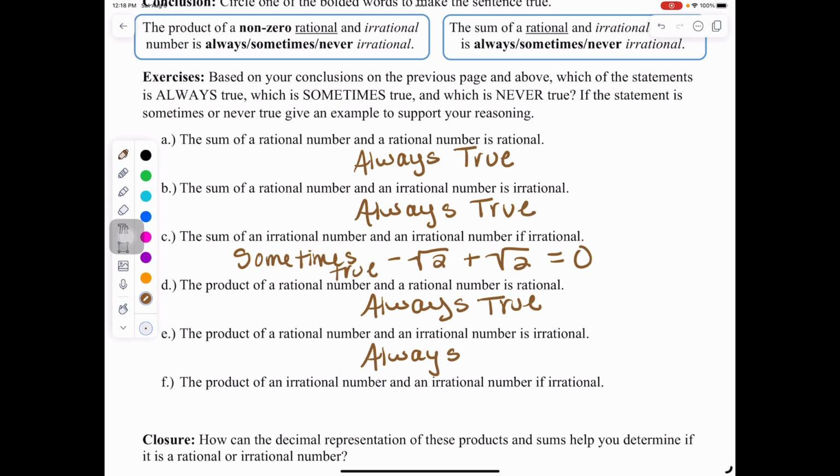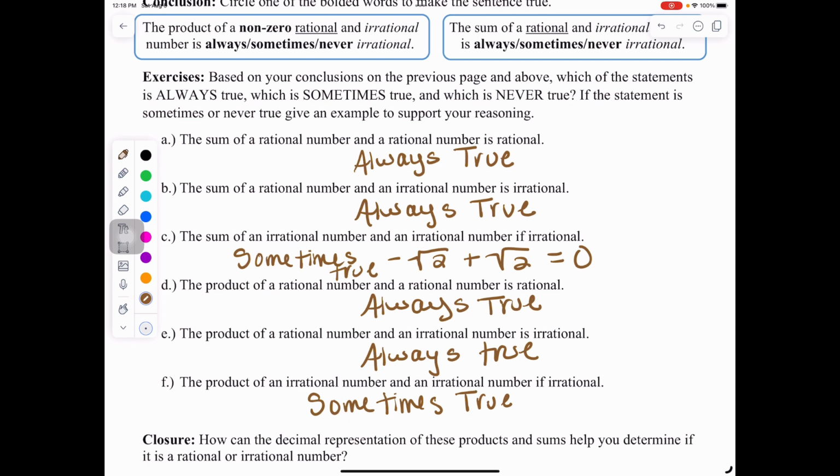And then for F, the product of an irrational number and an irrational number is irrational. So if we go back up to the top, that would be going all the way back to investigation number 1, looking at the second table, product of two irrationals, and that was sometimes. So this was always true. This was sometimes true. And remember, we need an example of that.